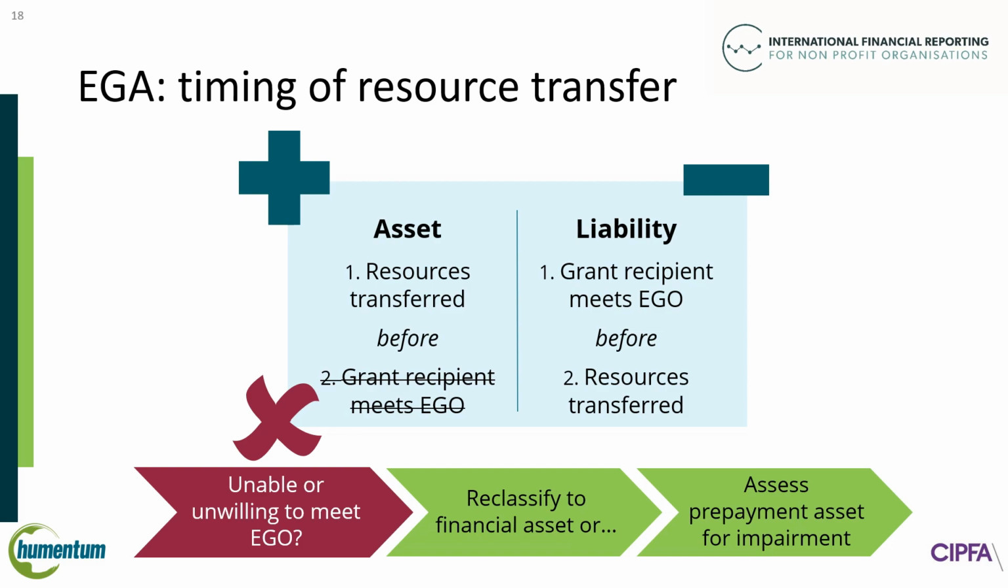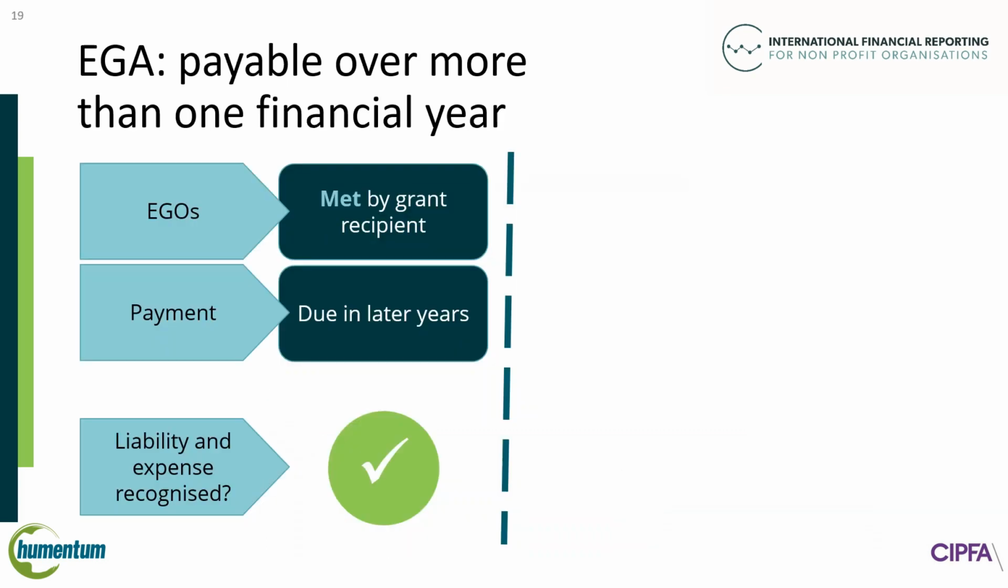Where the grant-providing NPO transfers resources in advance, it is possible that the grant recipient becomes unable or unwilling to meet its EGOs. If this happens, the grant-providing NPO will need to reclassify its prepayment asset. If the NPO has a right to a return of the resources provided, it will be a receivable, which is a financial asset. Otherwise, the grant-providing NPO will need to assess its prepayment asset for impairment.